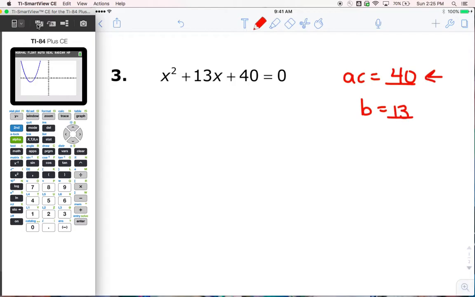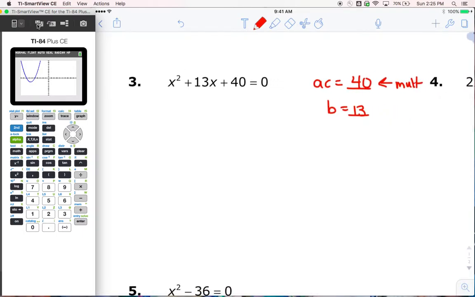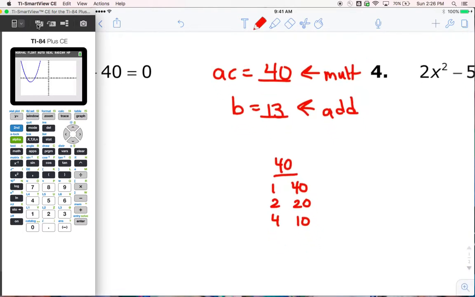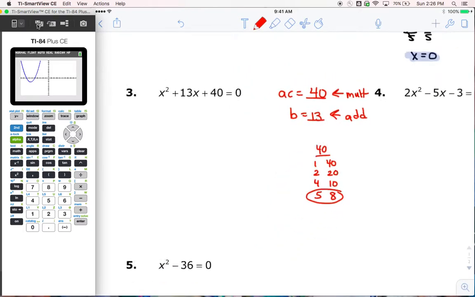So we need two numbers that multiply to 40 but add up to 13. A good way to start is to make a quick list. What multiplies to 40? I know 1 and 40, 2 and 20, 3 doesn't work, 4 and 10, 5 works, 5 times 8, 6 doesn't work, 7 doesn't work, 8 works but I already have it, so that's my list. I would choose 5 and 8 because that's the only set that adds up to 13.